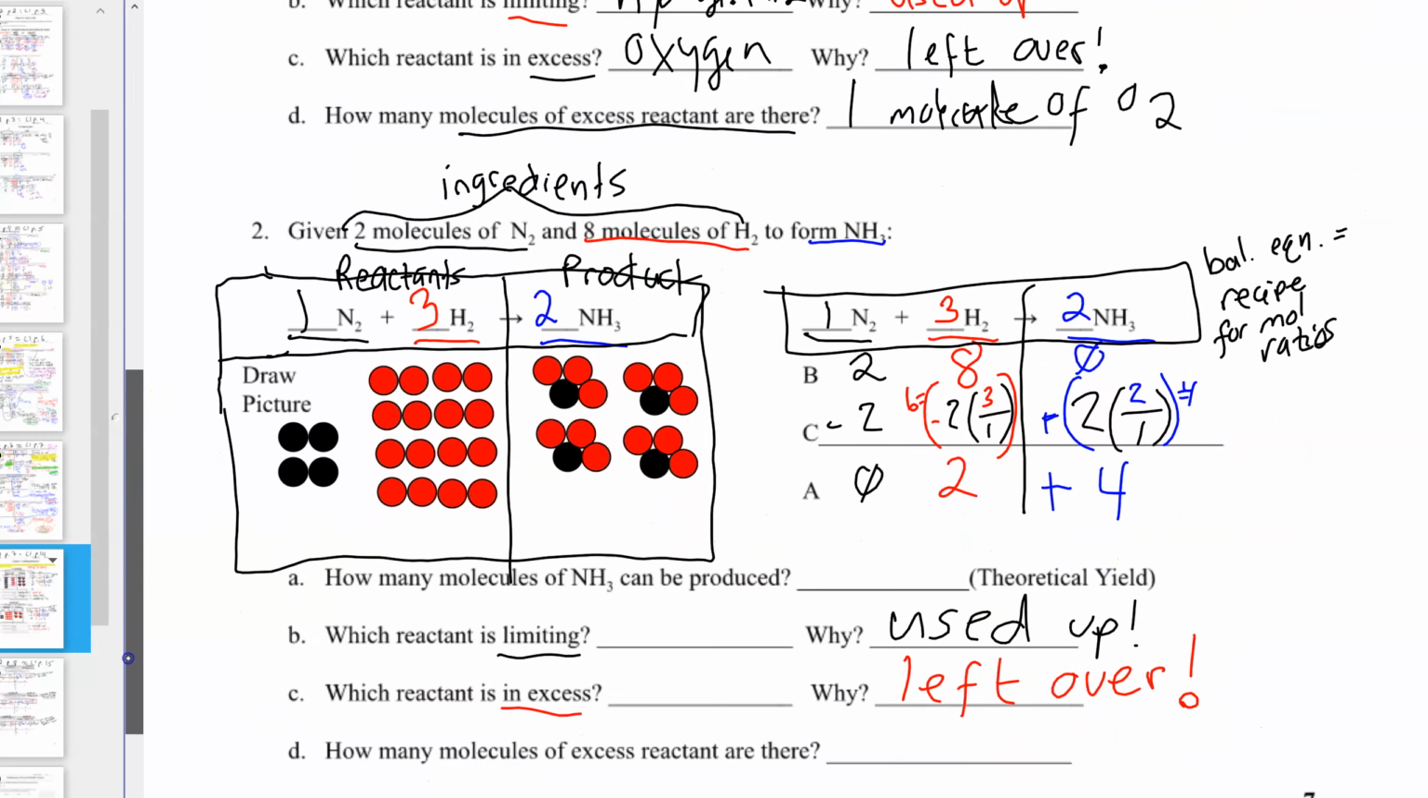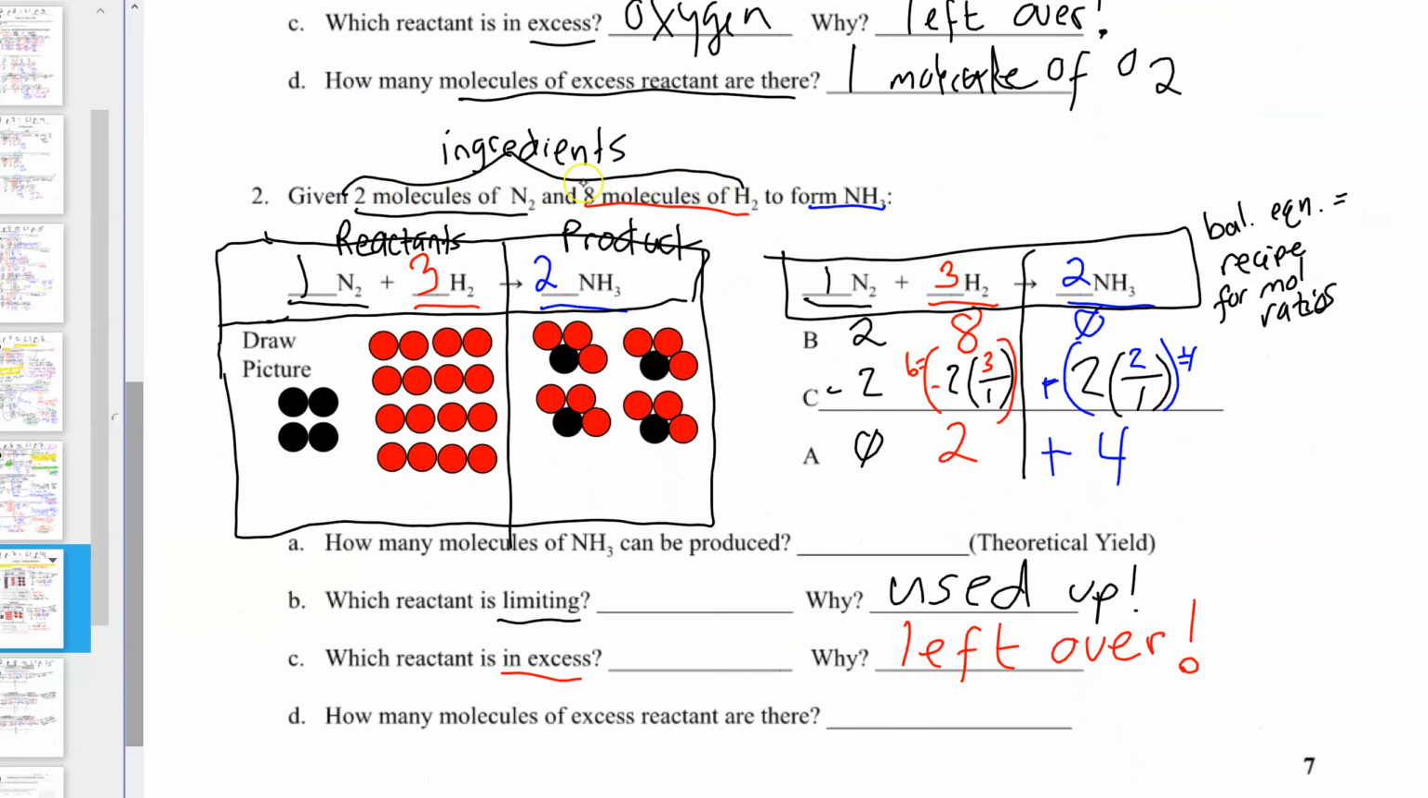Okay, problem number 2. Here's the ingredients given in this problem. Given 2 molecules of N2 and 8 molecules of H2 to form ammonia. Let's go through and draw a picture like we did on the other problems. So I have my balanced chemical equation.